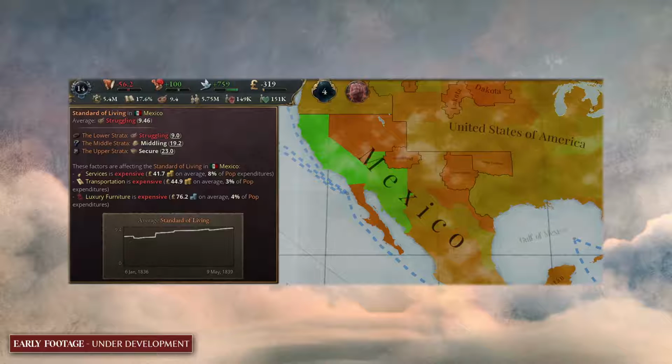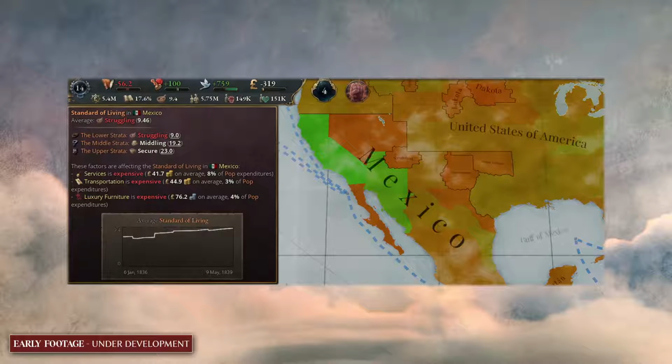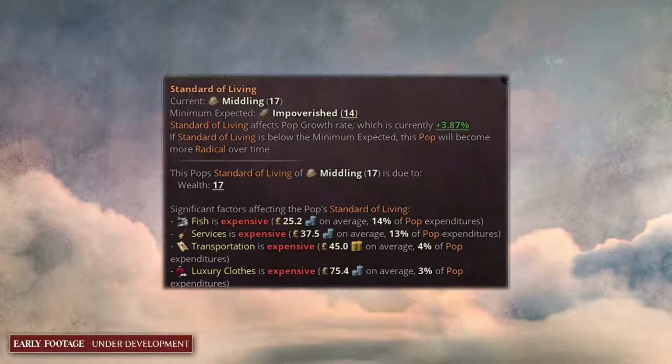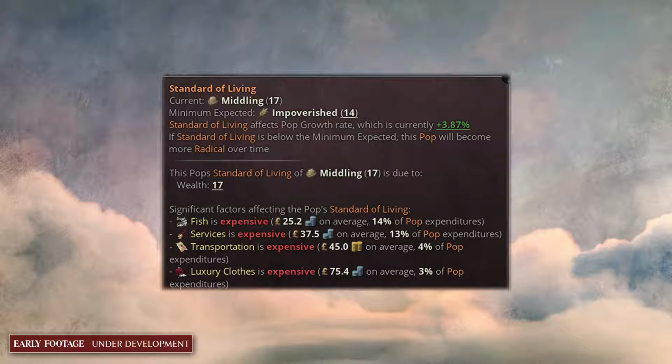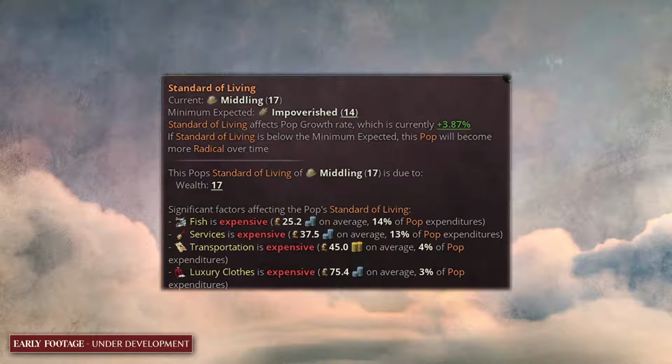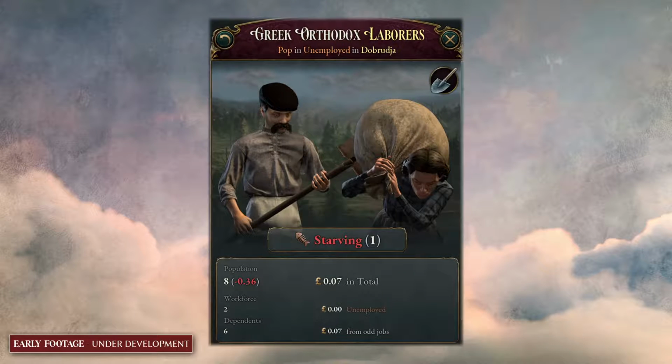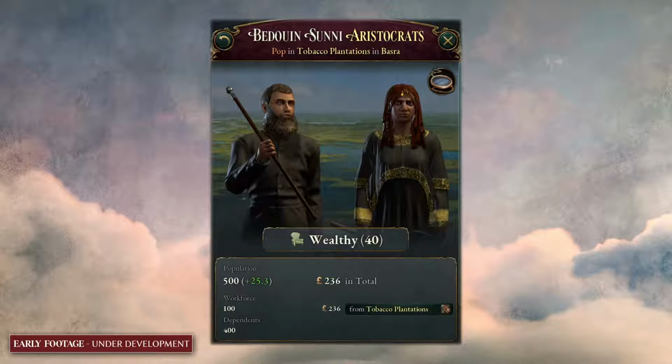Standard of living is arguably the most important metric in Victoria 3, as it measures just how high the quality of life is of people who live in your country. It is a metric that's measured on the POPs themselves. The range is numeric from 1 to 99. Anything below 5 is considered to be starving, and POPs in that range will actually have a negative POP growth, whereas anything over 60 is considered to be wealthy beyond belief.